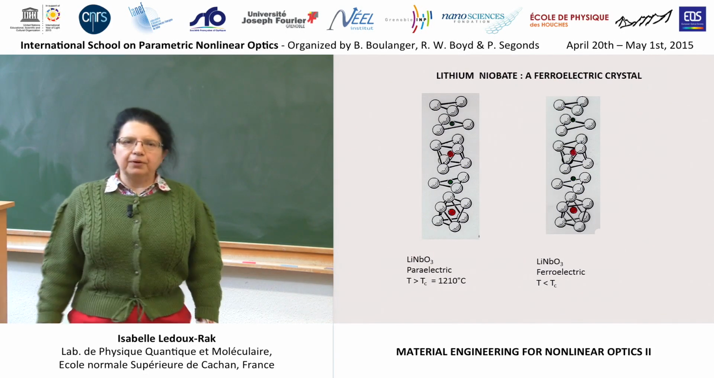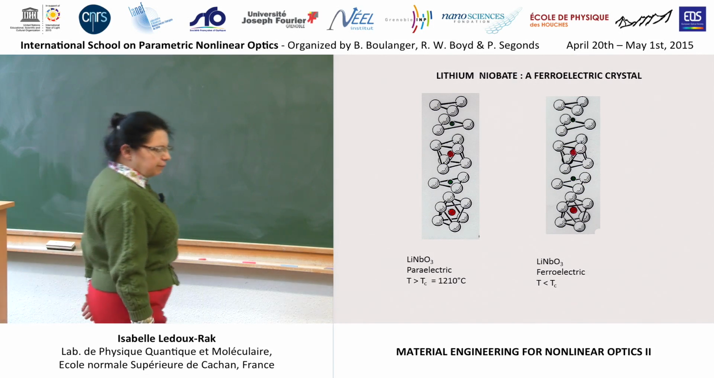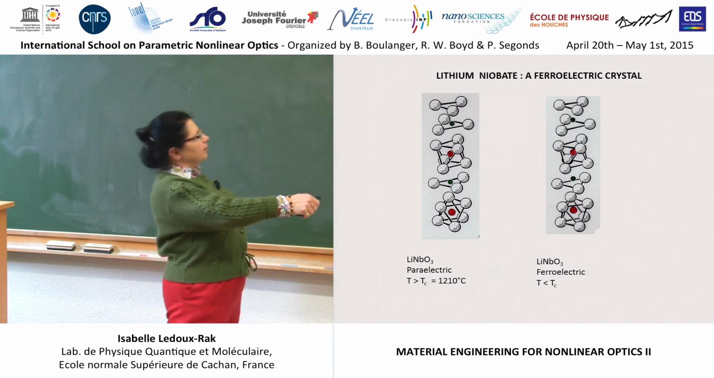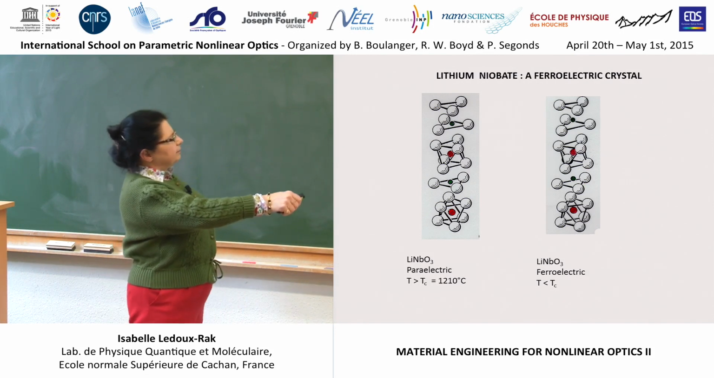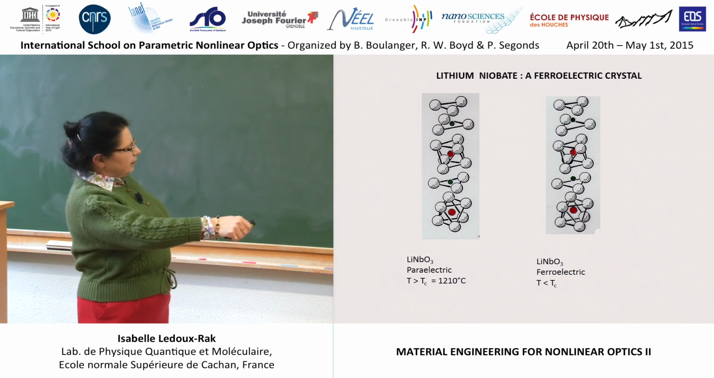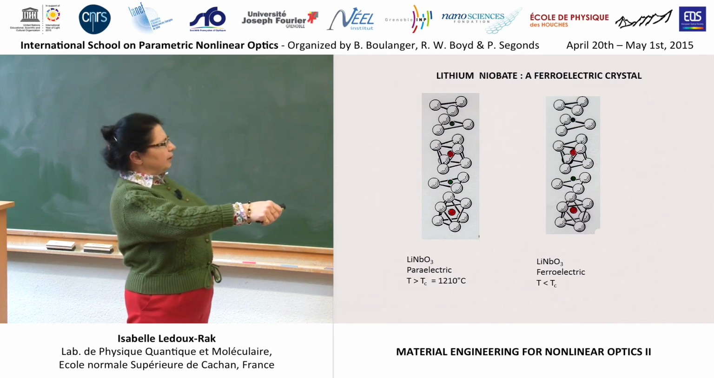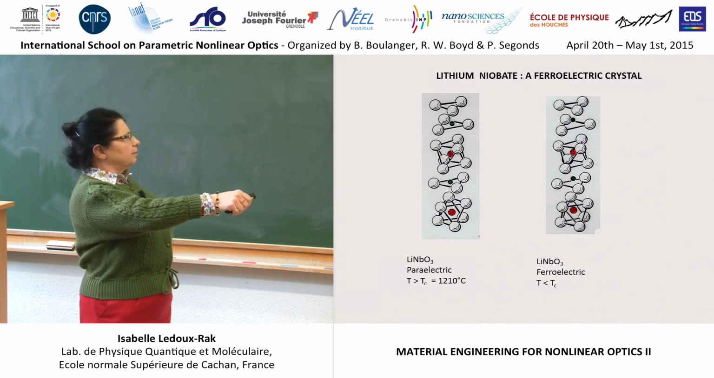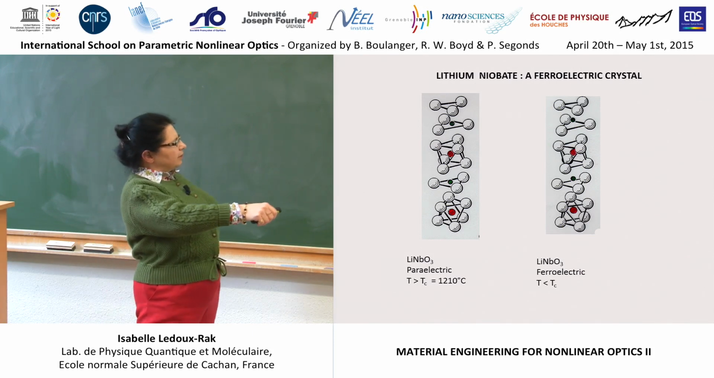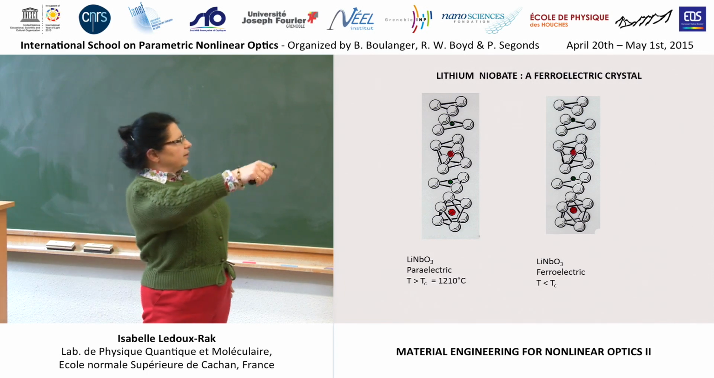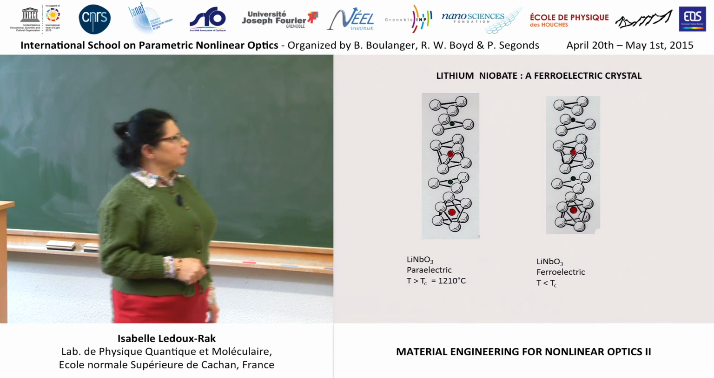Another interesting compound, which is most developed for electro-optic, is lithium niobate. Lithium niobate is made of alternation of lithium. You have a layer of lithium with 3 oxygen. Then you have niobium with 6 oxygen in a octahedron. And you have this regular alternation between this structure.